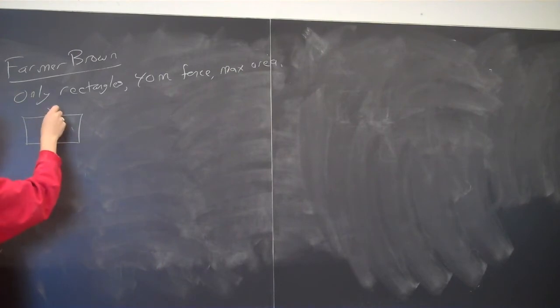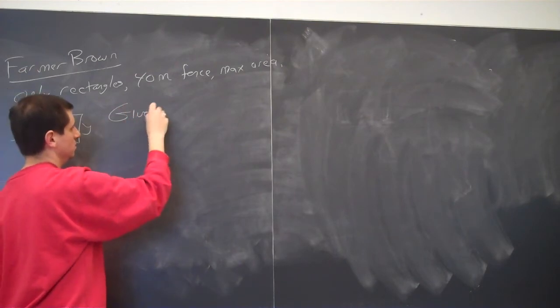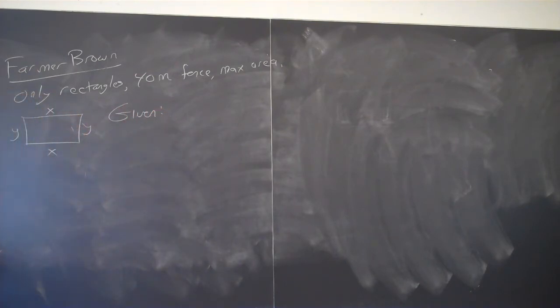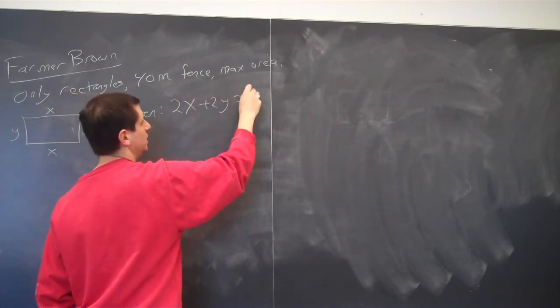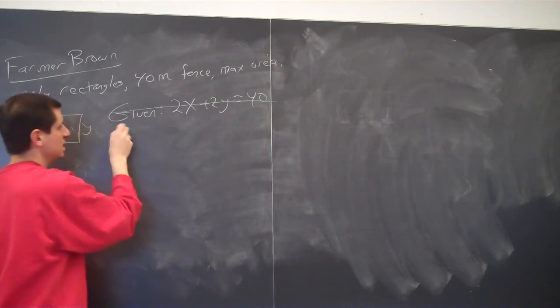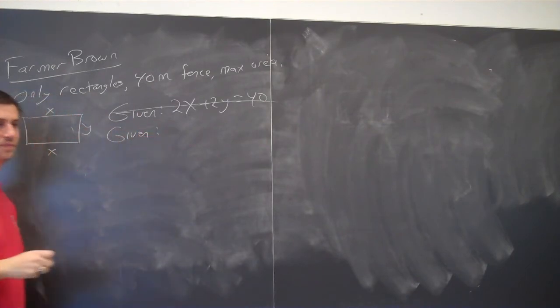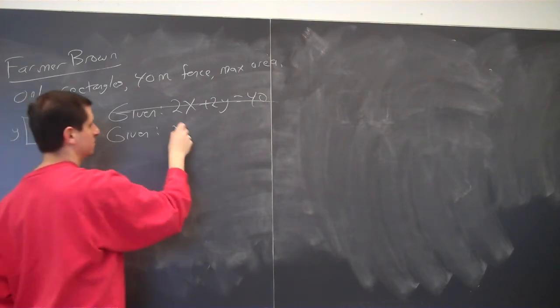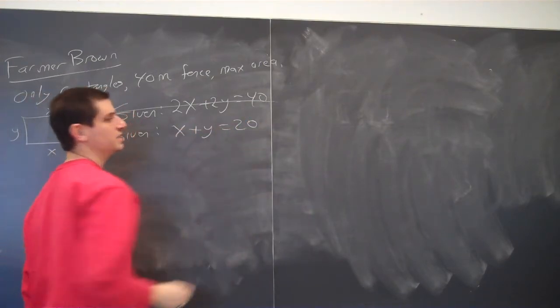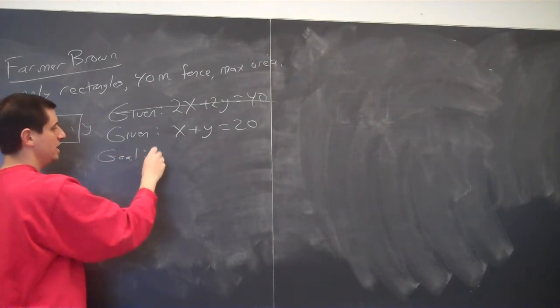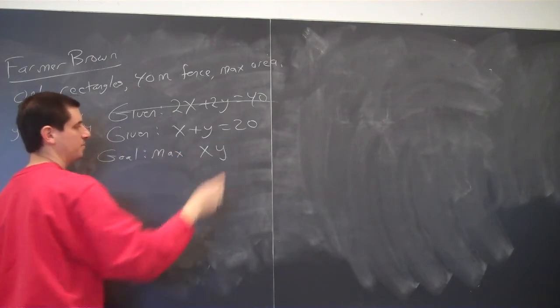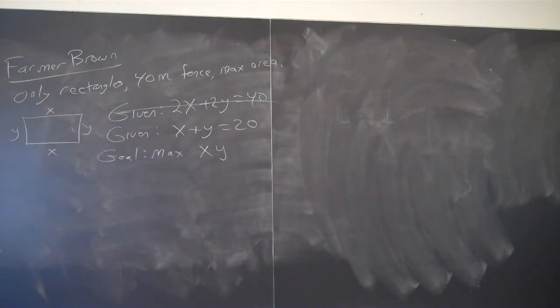So let's call the sides x, x, y, and y. And so we're given, what constraint are we given? 40 meters of fence. So how would we write that? 2x plus 2y equals 40. I prefer to do a slightly different given. x plus y equals 20. I prefer to use the semi-perimeter rather than the perimeter. And it's nice to write down what your goal is: maximize x times y. So this is a function of 2 variables.